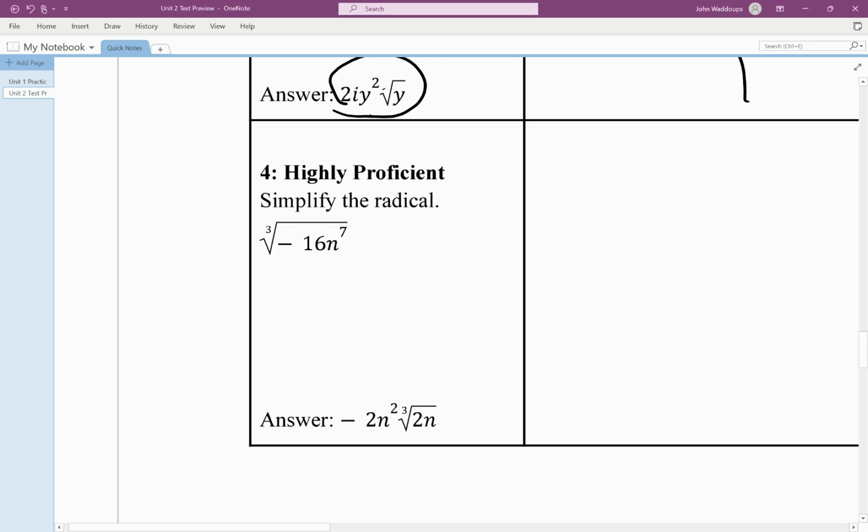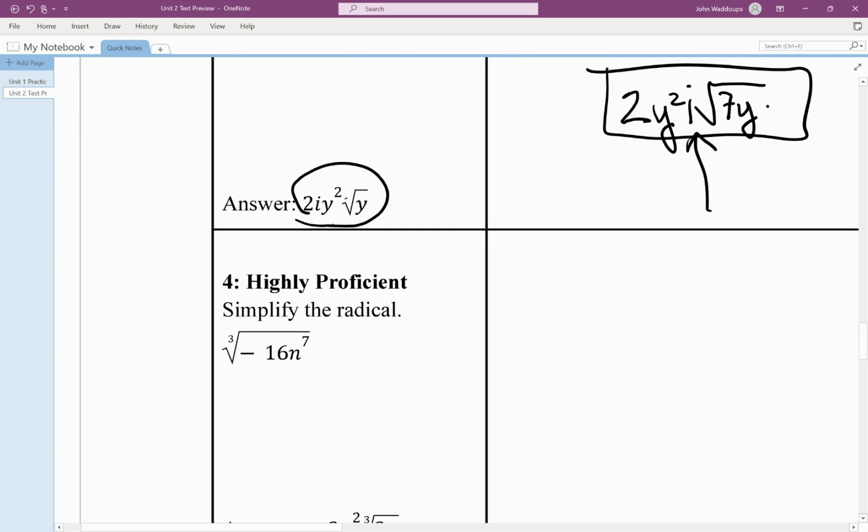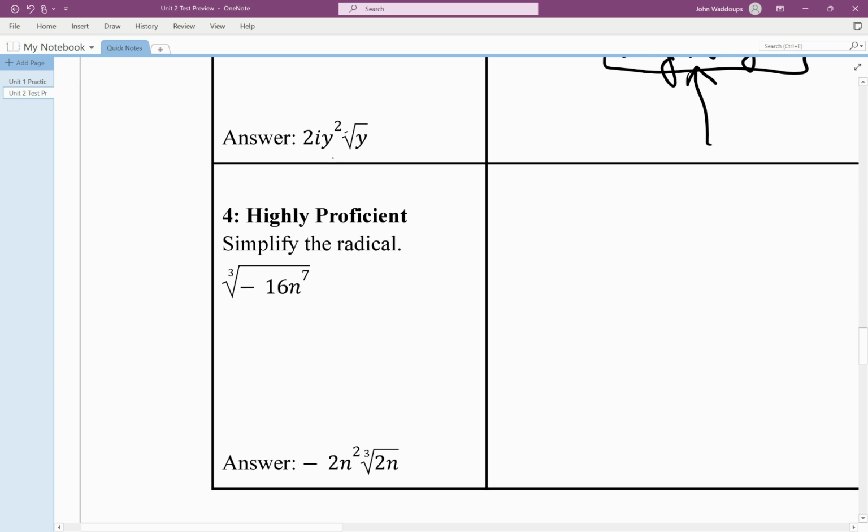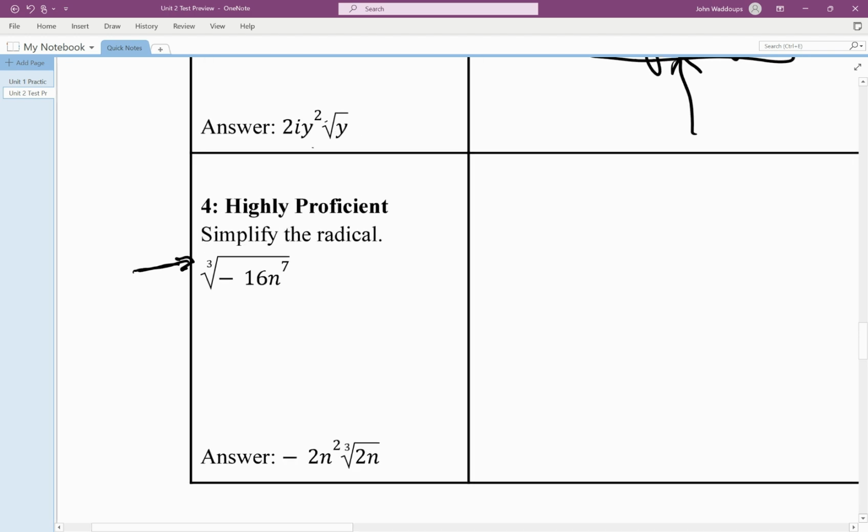Hi, welcome. This is a video on simplifying radicals at the level 4 or highly proficient level. We've got what we would call here the cube root. So it says simplify the radical, the cube root of negative 16 n to the 7th power. What makes this a little bit trickier than the last one, which was a square root, is that we have to pay attention to the fact that now we have an index other than 2. So we've got to pay attention to that 3, and we'll get to that here in just a second.